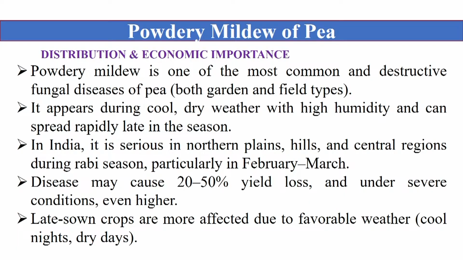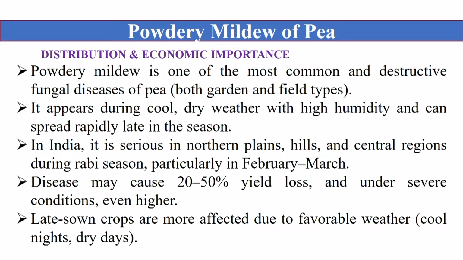And now we will discuss the powdery mildew of pea. Dear learners, powdery mildew of pea is also another important disease of pulse crops. It is a common and destructive fungal disease of pea, both garden pea as well as field type pea, and it appears during cool, dry weather and high humidity, and it can spread rapidly late in the season.